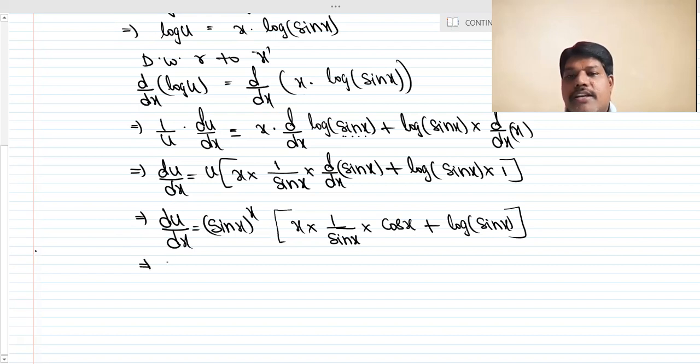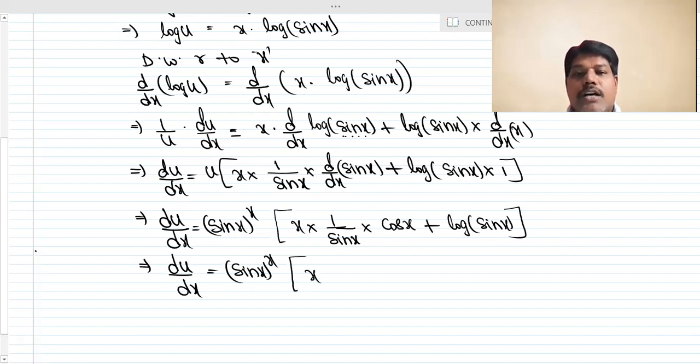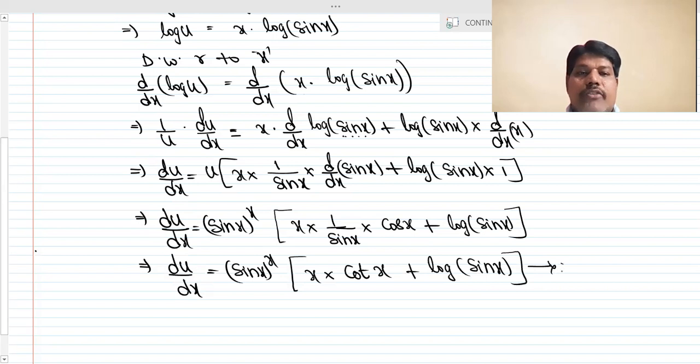That implies du by dx can be written as sin x power x into x into cos x by sin x. Cos x by sin x is nothing but cot x, plus log of sin x. So this is equation number 2.